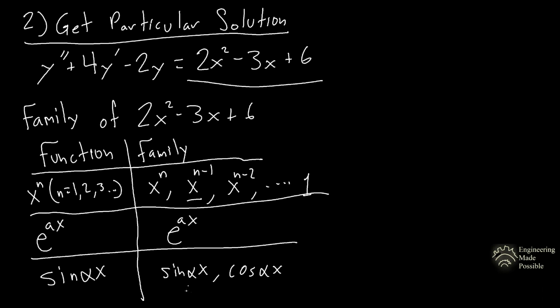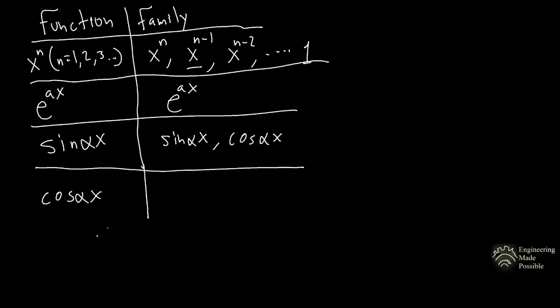But since it's just a multiple of this, it's already included in the family. So the family of sine alpha x is just sine and cosine alpha x. So how about this last one, cosine alpha x? The first family of this function is, of course, cosine alpha x. You get the derivative, it will be negative sine alpha x, but the negative is just a multiple of sine alpha x. So these would be the families of this function. Hopefully you guys start understanding the concept of what it means to find the families of a function.